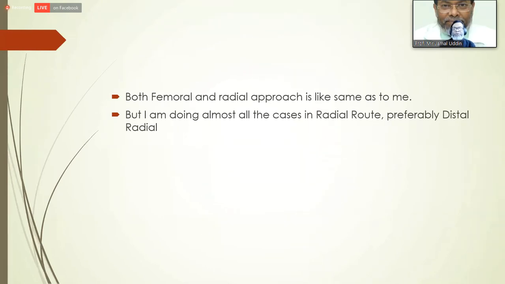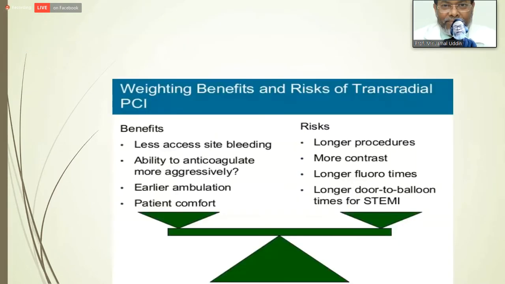But I am doing almost all the cases by radial approach, preferably distal radial, since December 2017. And there are different trials regarding transfemoral versus transradial approach. Here you see the benefits and risks of transradial approach. Benefits, particularly in primary PCI, include earlier ambulation and patient comfort. Risks also exist: longer procedures, more contrast, and sometimes longer flow time due to wire crossing time.